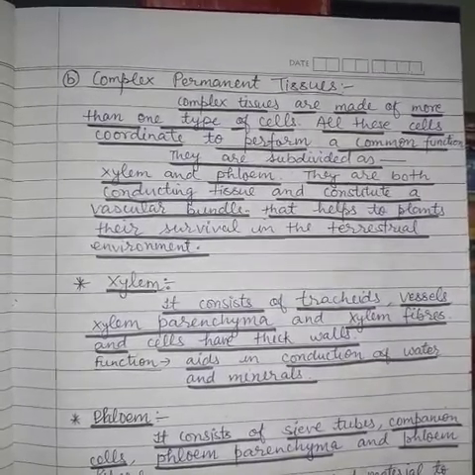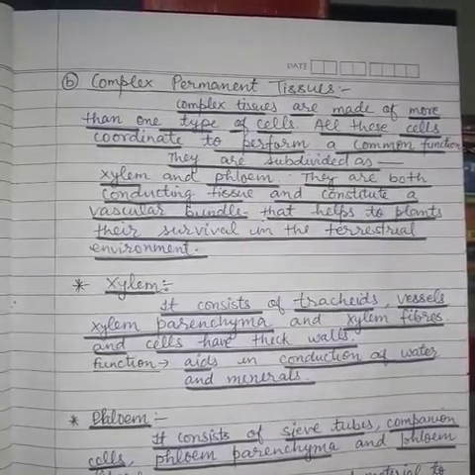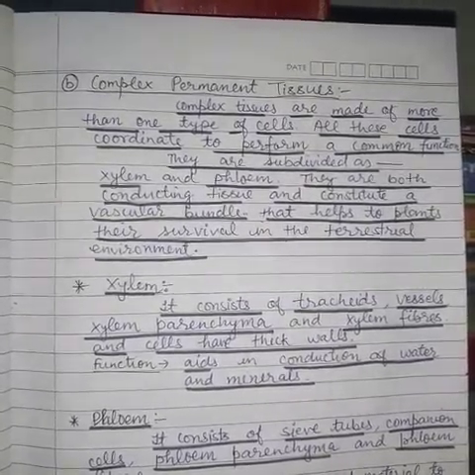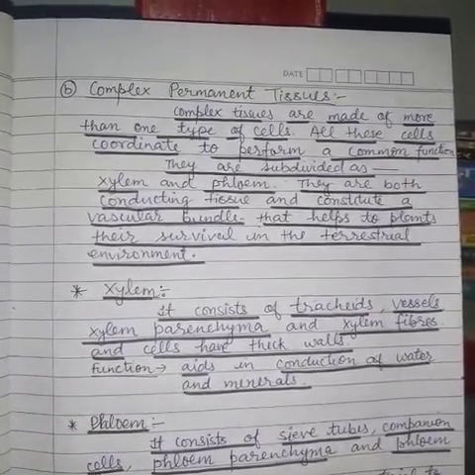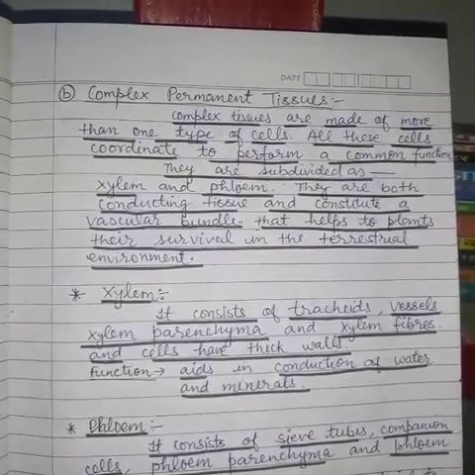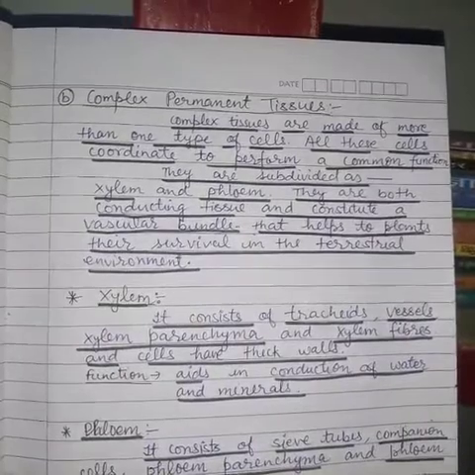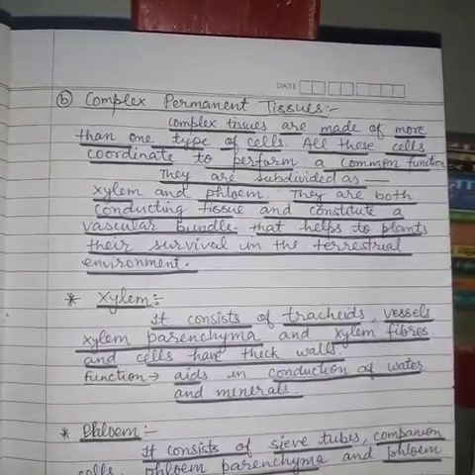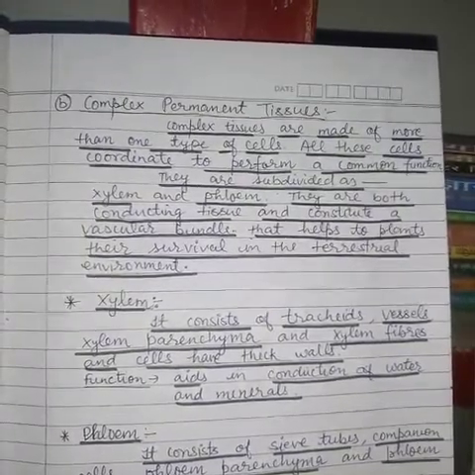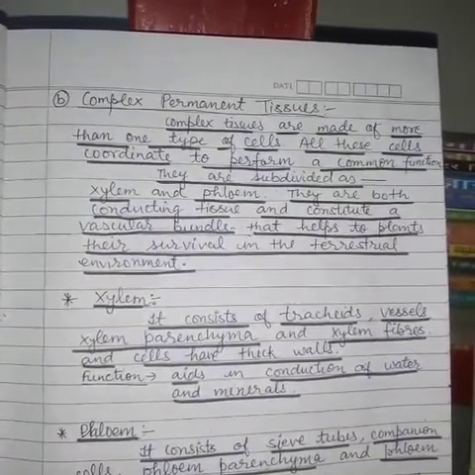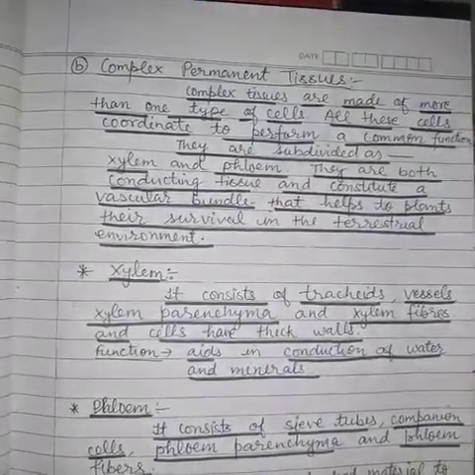They are subdivided as xylem and phloem. They are both conducting tissues and constitute a vascular bundle that helps plants survive in the terrestrial environment. So we can say xylem and phloem are parts of complex permanent tissue which help in the transportation of material into the plant, that is liquid or solid.